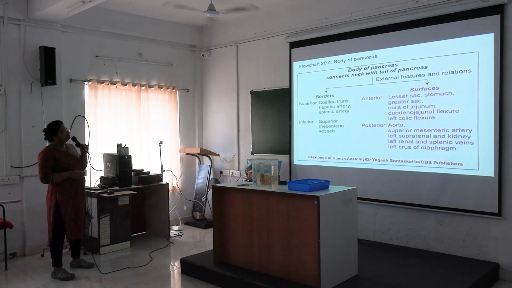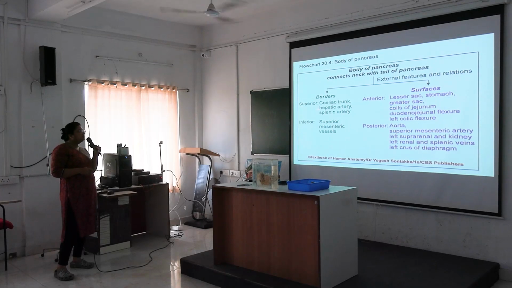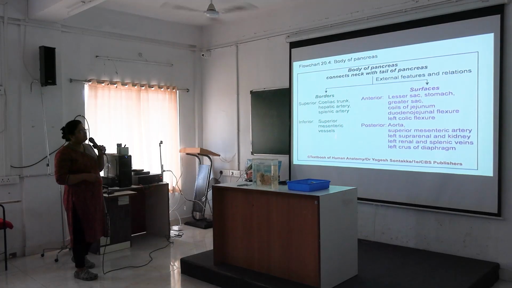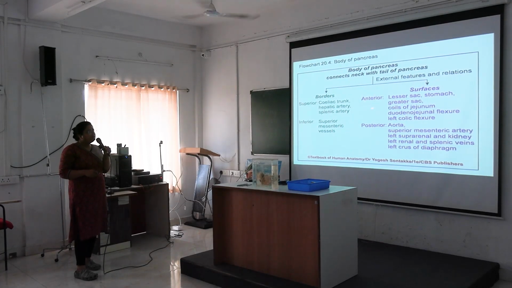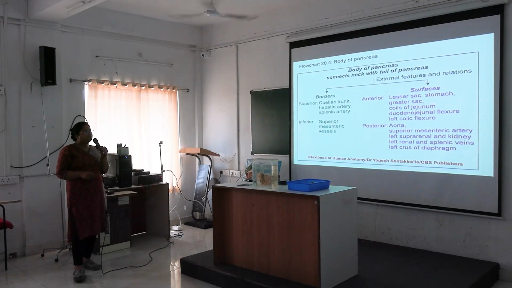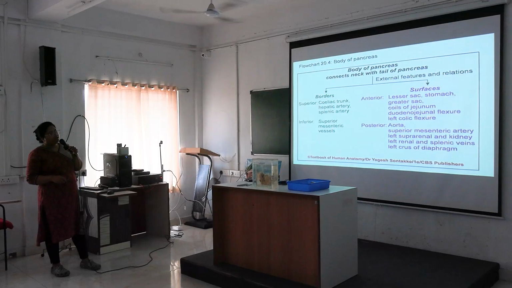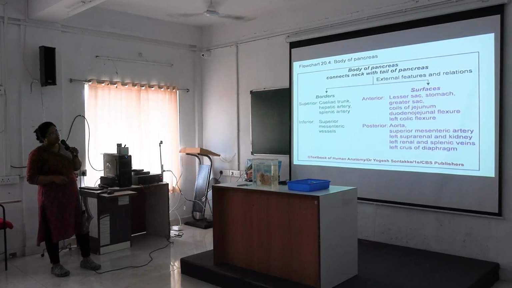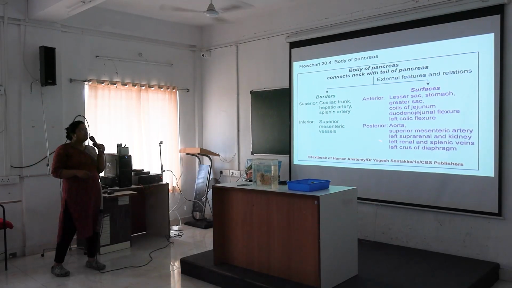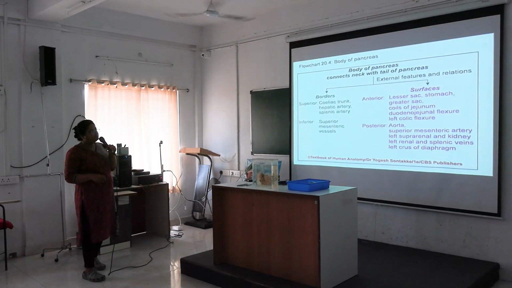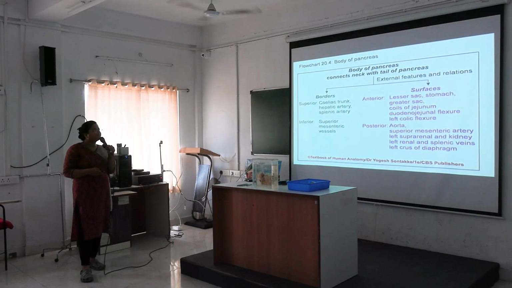External features: it has two borders, superior and inferior. The superior border is related to the celiac trunk, hepatic artery, splenic artery. The inferior border, superior mesenteric vessels. Surfaces: the anterior surface is related to the lesser sac, stomach, greater sac, coils of jejunum, duodenojejunal flexure, left colic flexure. Posterior relations: aorta, superior mesenteric artery, left suprarenal gland and kidney, left renal and splenic veins, left crus of the diaphragm.